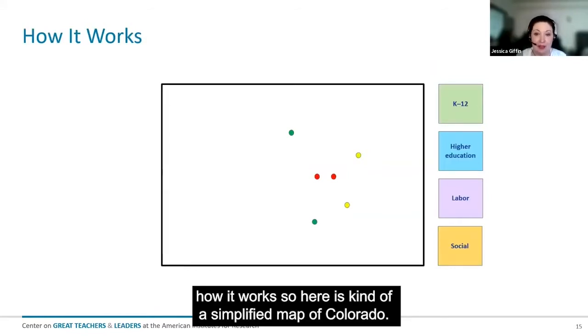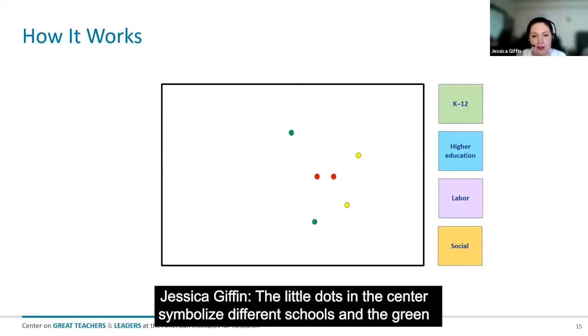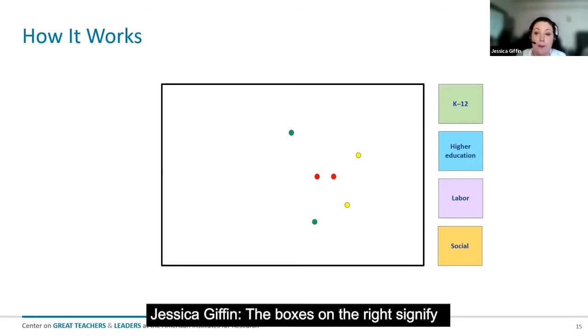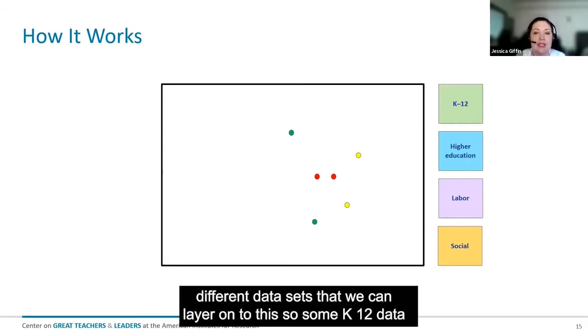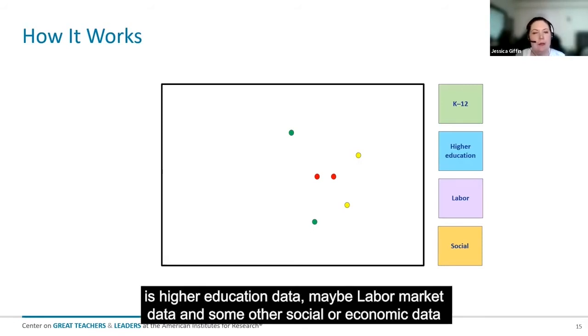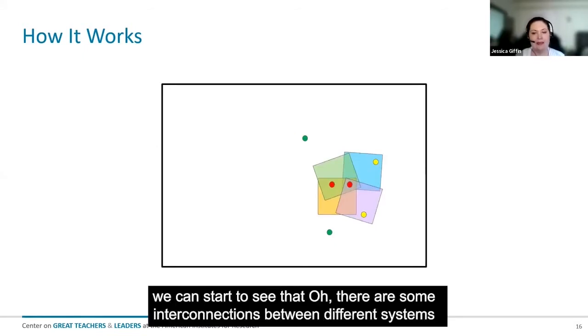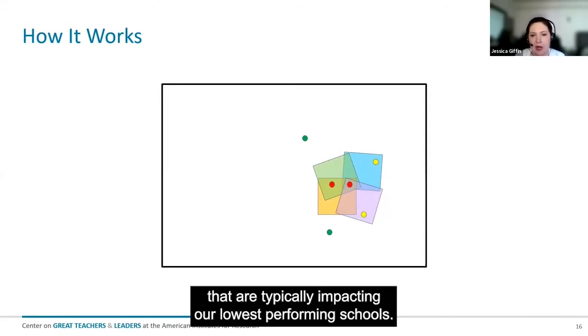So here is a simplified map of Colorado. The little dots in the center symbolize different schools. The green dots signify our high performing schools and the red dots are lowest performing schools. The boxes on the right signify different data sets that we can layer onto this. So some K-12 data, some higher education data, maybe labor market data, and some other social or economic data. And then when we layer that data on top of each other, we can start to see that there are some interconnections between different systems that are typically impacting our lowest performing schools.